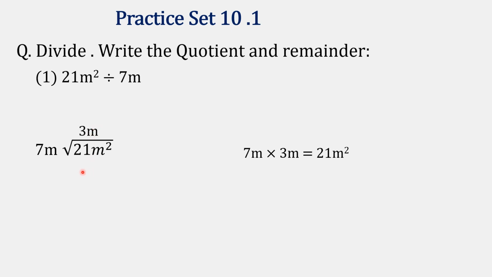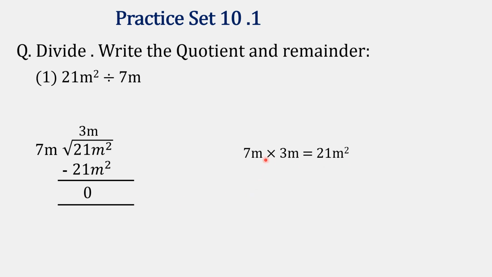Okay, then below you'll write down 21m square. Okay, now I'll do subtraction, minus sign you'll put. It will become 21m square minus 21m square. It will become 0. So you'll get the remainder as 0. Okay students, understood? Now what is your quotient? You got quotient as 3m and your remainder as 0.